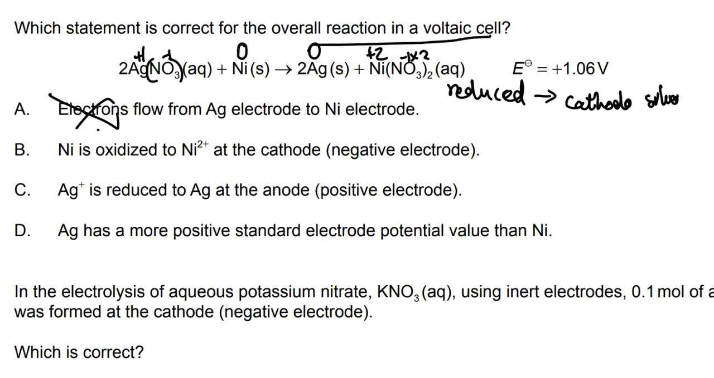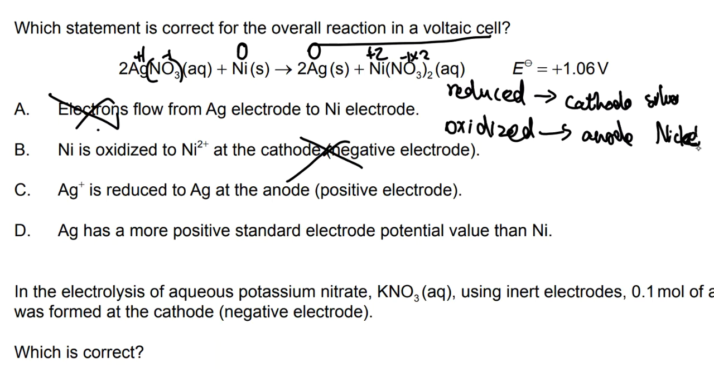Nickel is going from 0 to Ni2+, that's correct. At the cathode, the negative electrode, that's not true. In a voltaic cell, the cathode is the positive electrode, and oxidation never happens at the cathode. Reduction happens at the cathode and oxidation happens at the anode. In fact, because nickel is oxidized, this happens at the anode. So nickel is going to be oxidized. Ag plus is reduced to Ag at the anode.